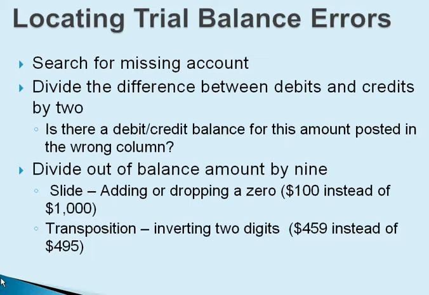If not, if you can't solve it by this method, then try to divide the out of balance amount by 9. It could be a slide, which results from either adding or dropping a 0, like 100 instead of 1,000, or it could be a transposition by inverting 2 digits, like 459 versus 495. When you switch 2 digits around, that's known as a transposition.